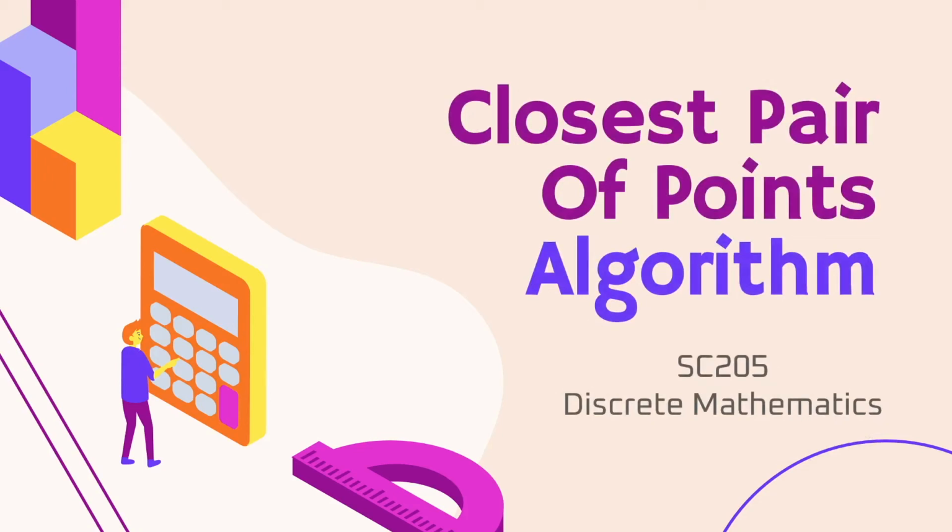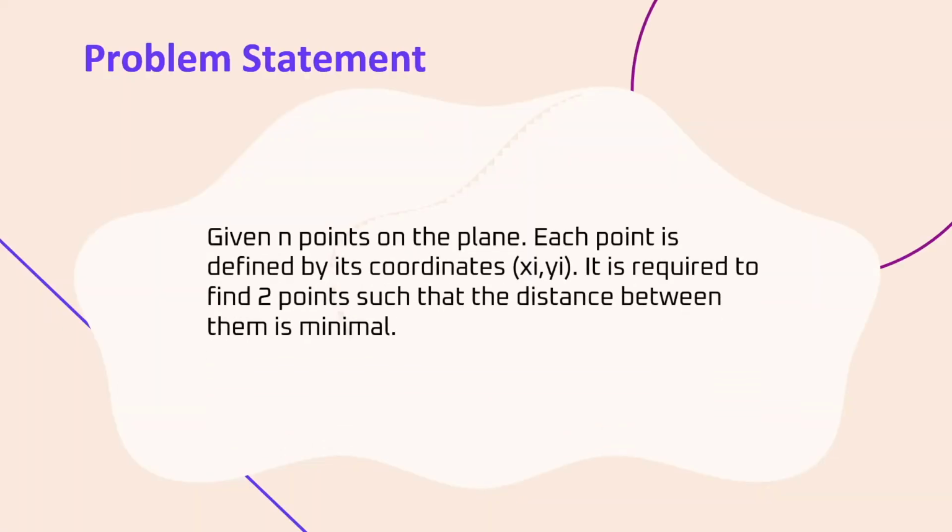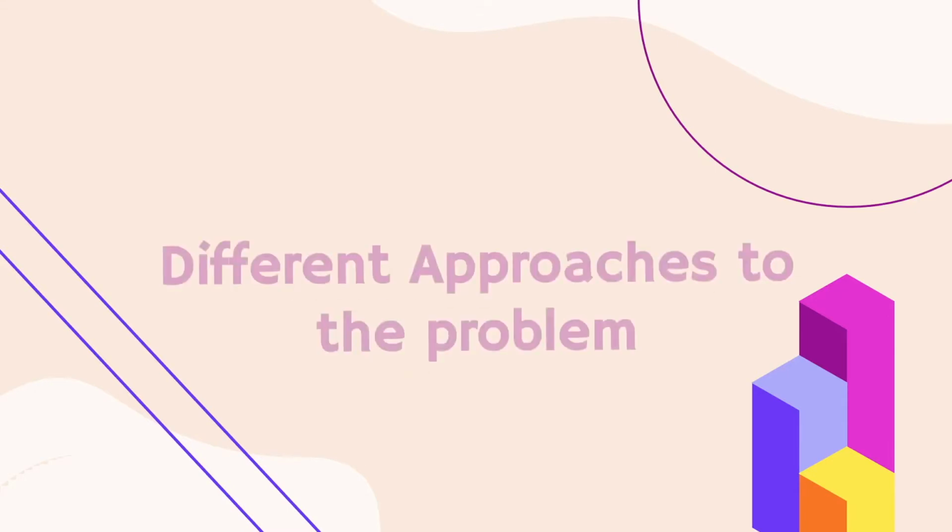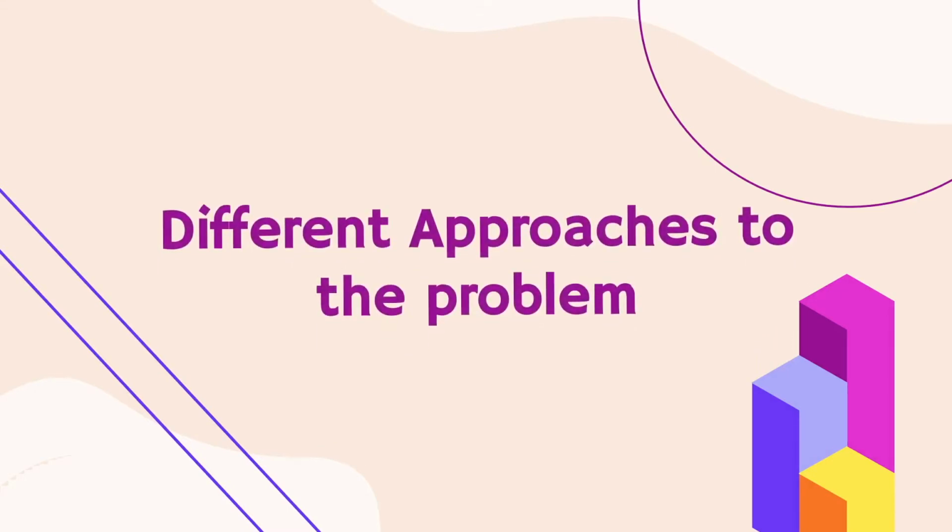Hello there, I will guide you through our project of the course of Discrete Mathematics, which covers the closest pair of points algorithm. Now, let's look at the problem statement. Given n points on the plane, each point is defined by its coordinates xi, yi. It is required to find 2 points such that the distance between them is minimal. Now, let's look at how we approach the problem in different ways.